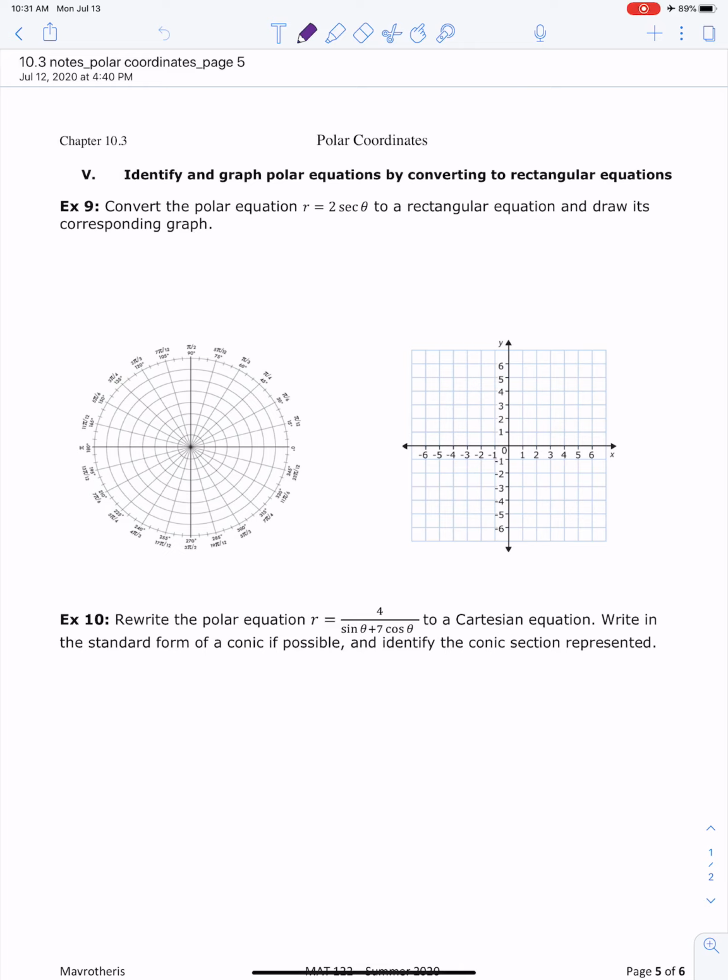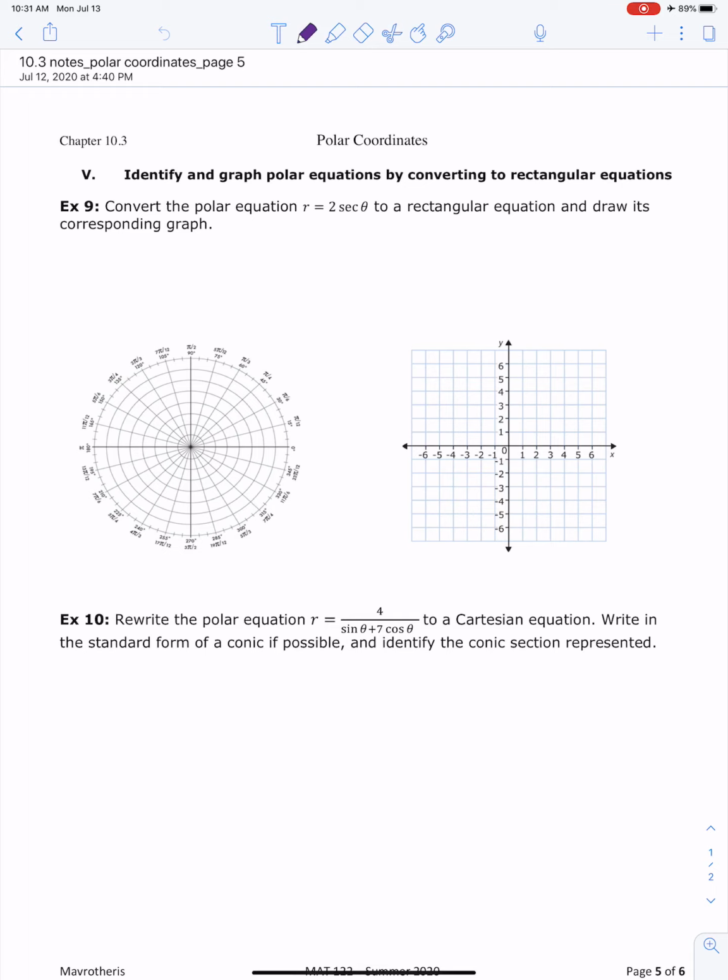10.3 notes, polar coordinates, page 5. And so now we want to take a look at how to graph something in polar form. We're going to do more of that next section, and we're going to get definitely into some of the more complicated polar graphs. But let's take a look at this one real quick. R equals 2 secant theta.